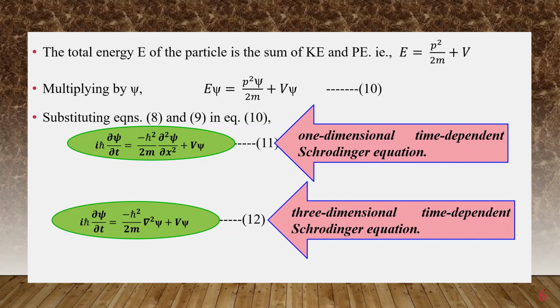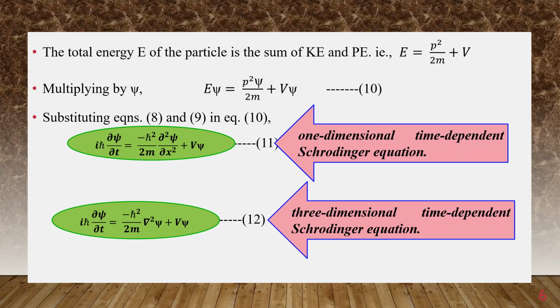You can see there is a factor related to time, dou psi by dou t. That's why this equation is called the one-dimensional time-dependent Schrodinger equation. Okay? And this is for the one-dimensional case. If it is the three-dimensional case, what will be the answer? It will be minus h cross square by 2m into dou square psi by dou x square plus dou square psi by dou y square plus dou square psi by dou z square.